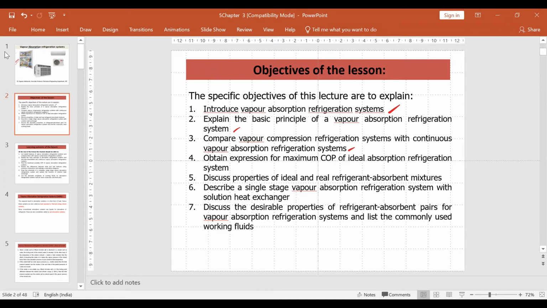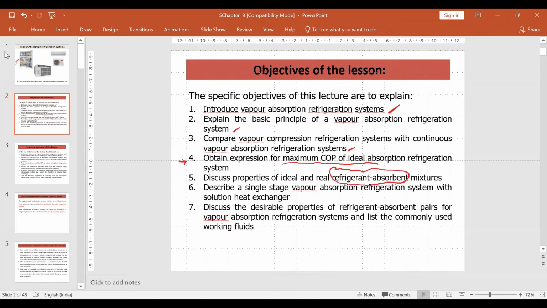Then we'll obtain maximum coefficient of performance of ideal absorption refrigeration system. Already we have deduced coefficient of performance for vapor compression system. Now here we'll find the expression for ideal absorption system. Then we discuss properties of ideal and real refrigerant absorbent mixture. Here you see this is a refrigerant and absorbent mixture.